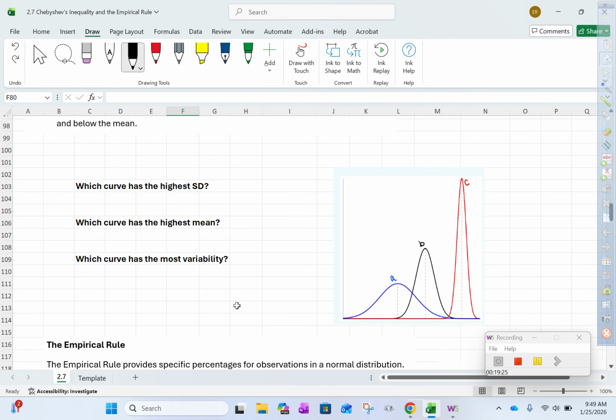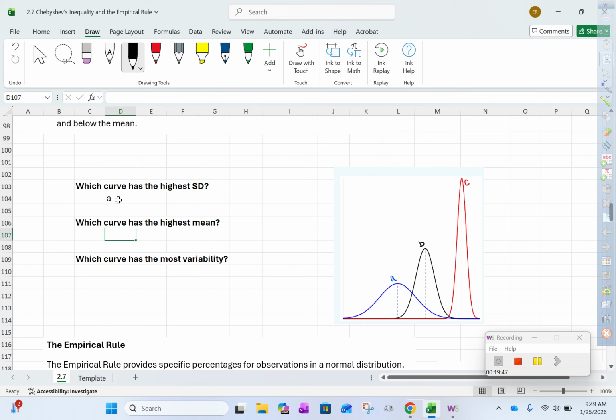So we're going to answer some questions here. It says, looking at these, which curve has the highest standard deviation? Okay, so from what we did last time, standard deviation is a measure of spread, or how things are dispersed. If I want the highest standard deviation, that means I want the most spread out. So hopefully we can see that is curve A.